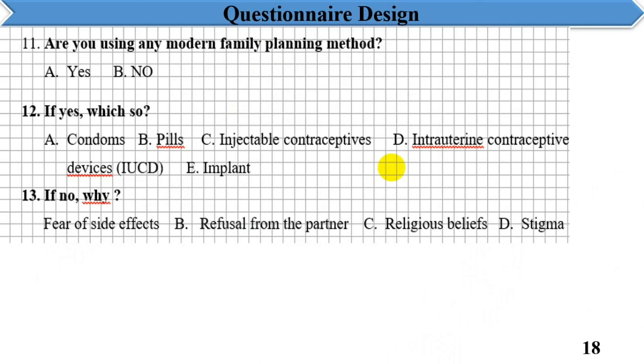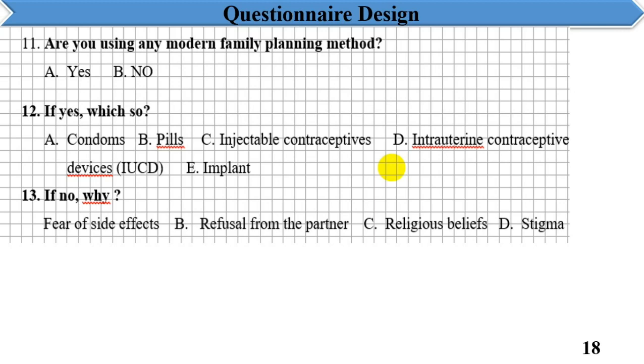Then we have this. Are you using any modern family planning method? Yes. If yes, which? You make it a close-ended question. If no, why? Now look at this. You have made it a close-ended question. I think this question, if no, why, should be an open-ended question, because you cannot say the reasons why people do not use modern family planning methods are these 4 reasons the researcher has outlined here.